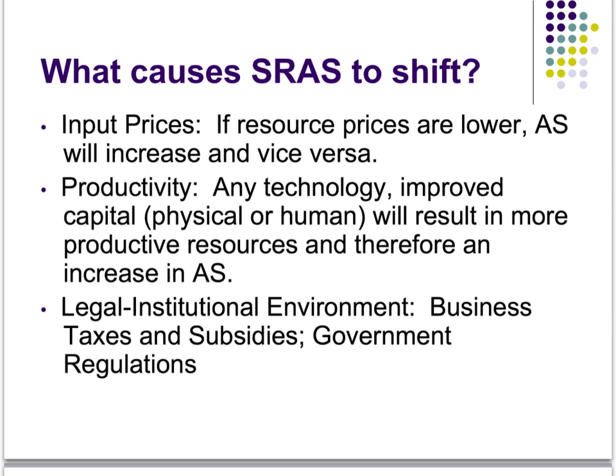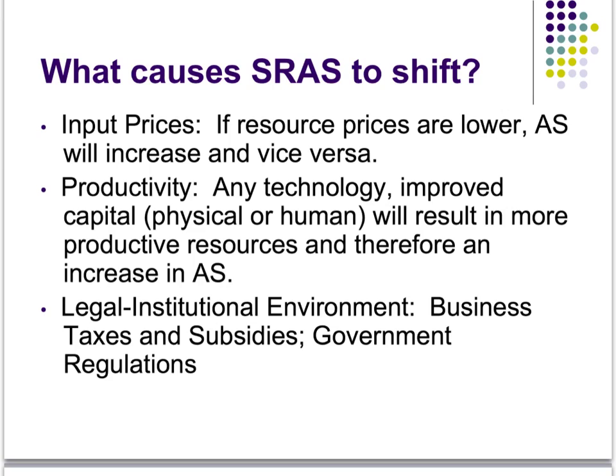There are three reasons why short-run aggregate supply would shift: shift it to the right to increase, shift it to the left to decrease. One would be input prices. If resource prices are lower, for example, gasoline is used in the production of many goods or the transportation of many goods, aggregate supply will increase, or vice versa.